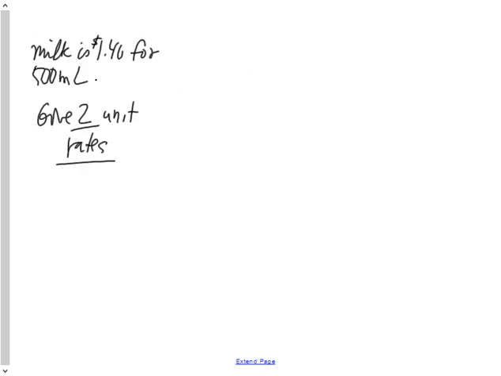And the fourth question says milk's $1.40 for 500 milliliters. Give 2 unit rates. So again, we're going to do the cost for volume of whatever object it is. We're talking about milk this time. So $1.40 for 500 milliliters is a rate. That's the rate or the cost for that milk.